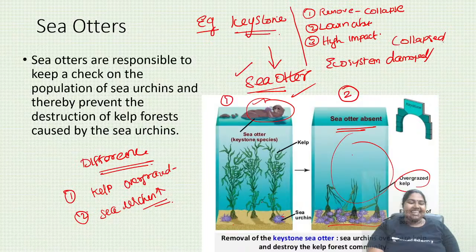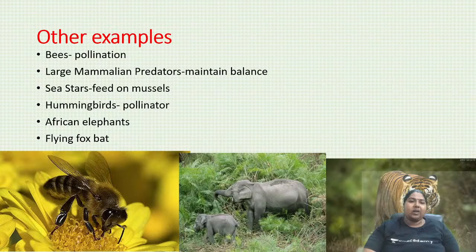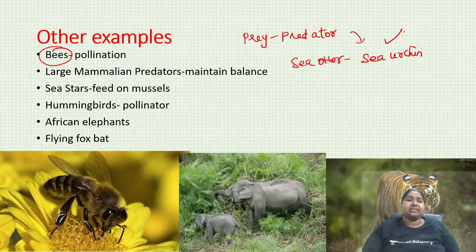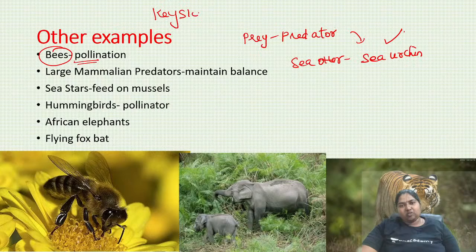Got it? So the other examples include the alligator and, apart from that, the bees. Do the bees come under the prey-predator relationship? The first one that we saw, the sea otter versus sea urchin, is a prey-predator relationship, isn't it? Correct. What about the bees? Do you think they come under the prey-predator relationship? No, the bees are not a prey-predator relationship. So it doesn't mean that a keystone species should always be in a prey-predator relationship. It is not mandatory. It may be prey-predator, or it may follow other types of relationships too.